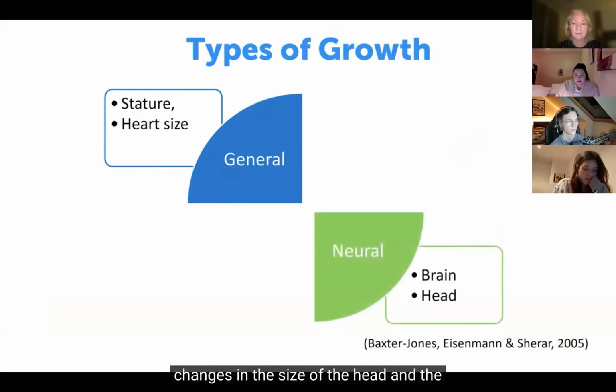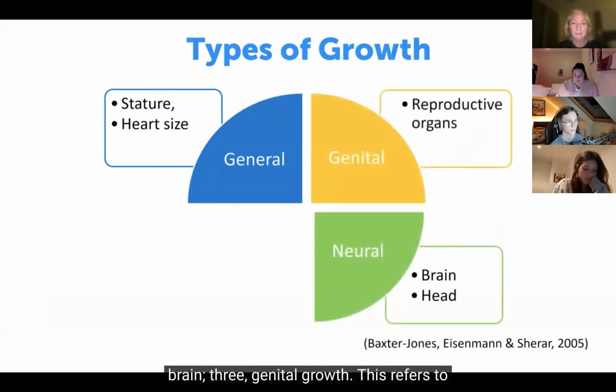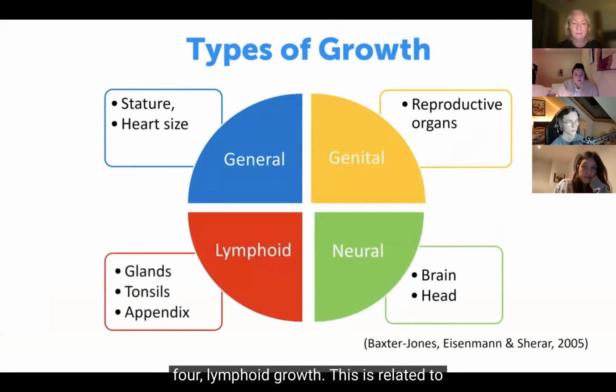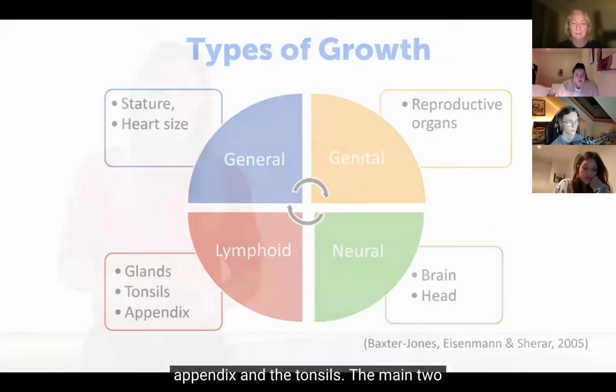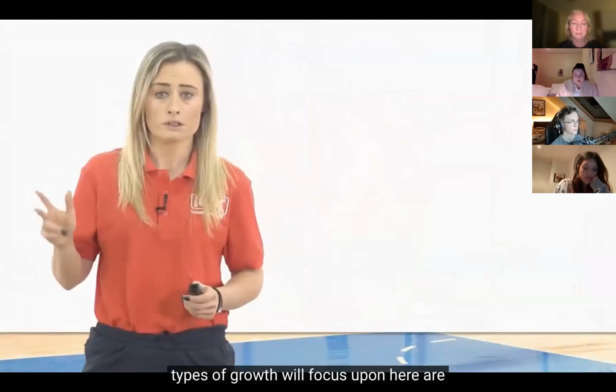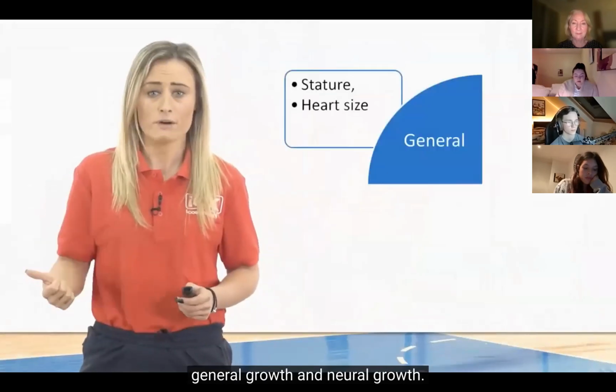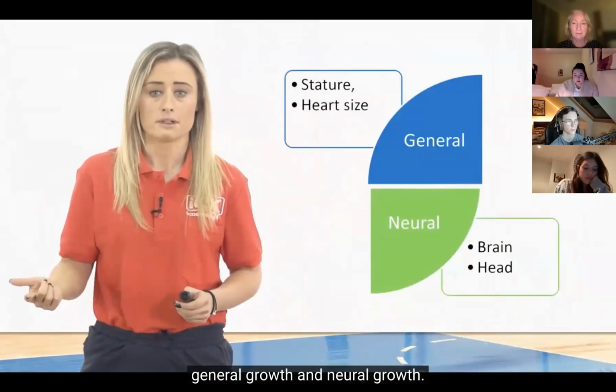This relates to changes in the size of the head and the brain. 3, genital growth. This refers to changes in the reproductive organs. And 4, lymphoid growth. This is related to the changes in the lymphoid system, such as the glands, the appendix, and the tonsils. The main 2 types of growth we'll focus upon here are general growth and neural growth.